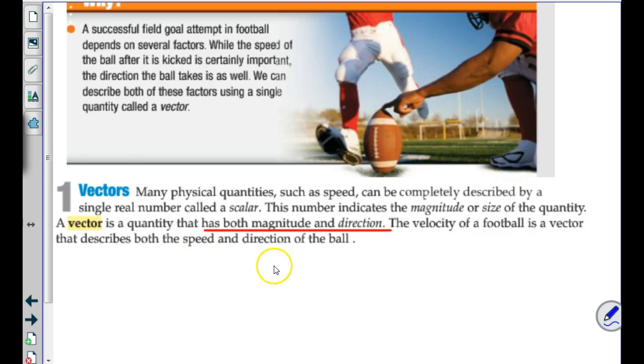So, the difference between a vector and a scalar. Well, a vector is a quantity that has both magnitude and direction. A scalar is a single real number. For example, a successful field goal attempt in football depends on several factors. The speed of the ball after it is kicked is certainly important. The direction the ball takes is as well. So we need a vector, because you need to say two things: what direction and what speed. A scalar is something that indicates magnitude or size of a quantity, but it doesn't include direction.